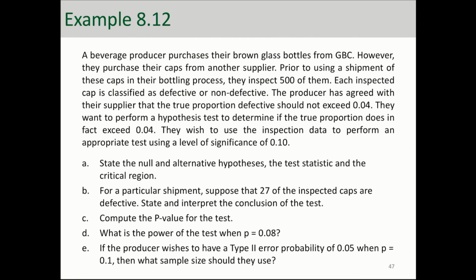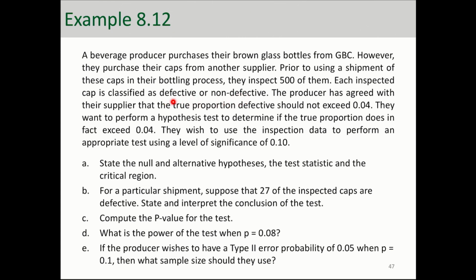In this video, we're going to take a look at this example, which is on hypothesis testing of population proportion. Now, this one says, a beverage producer purchases their brown glass bottles from GBC. However, they purchase their caps from another supplier. Prior to using a shipment of these caps in their bottling process, they inspect 500 of them. Each inspected cap is classified as defective or non-defective.